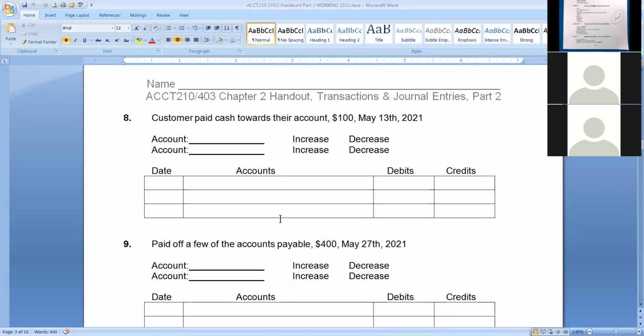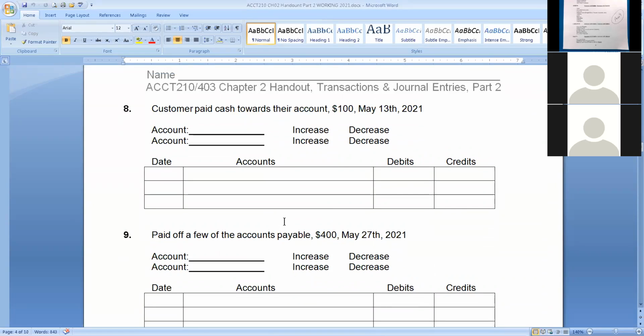Number 8 and number 7 are very similar. It is a different wording. I think I did this because there's a part of the book that has this as a different wording. Customer paid toward their account $100. So what accounts are we going to use? Cash. Yep. And account receivable, right? Yep, exactly. Very good. Oops, let's put cash first.